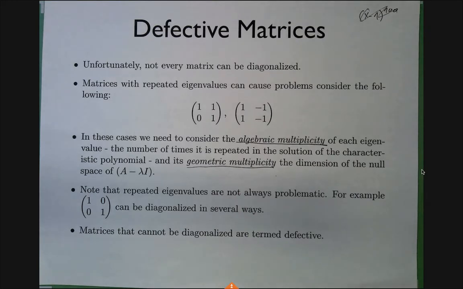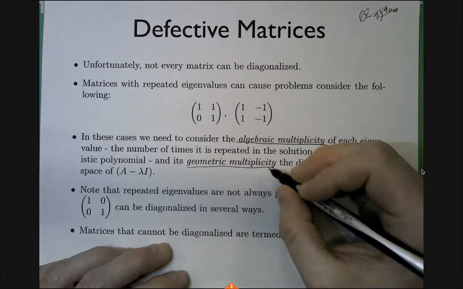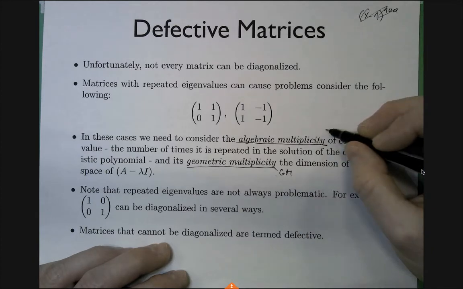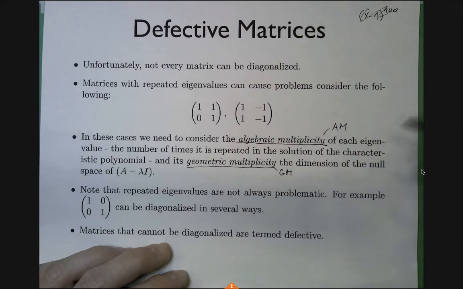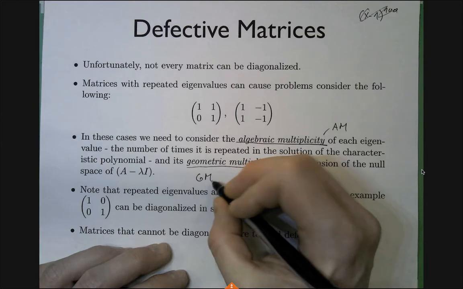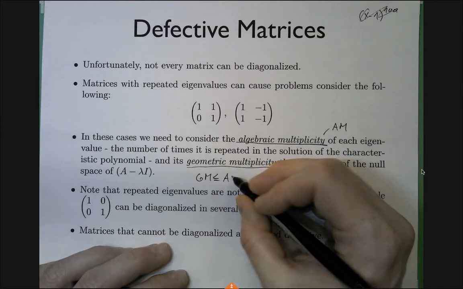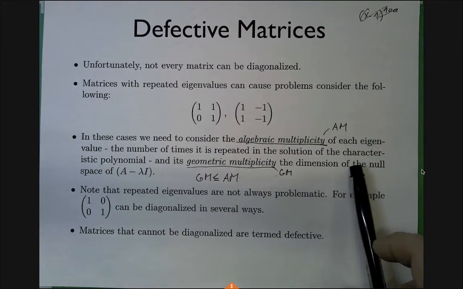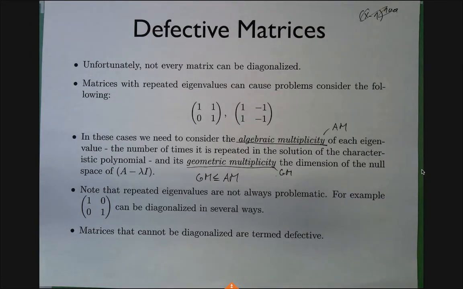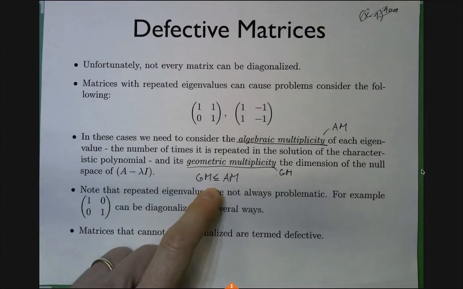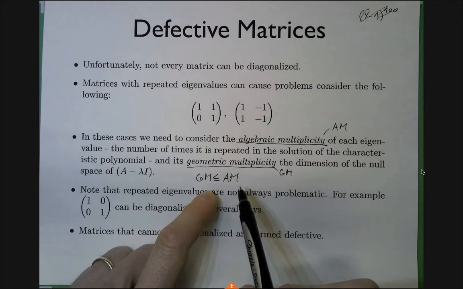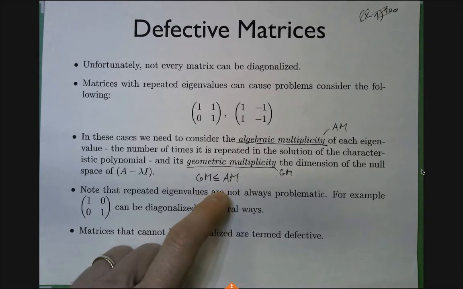It's always true that the geometric multiplicity is less than or equal to the algebraic one. By the way, this is going a little bit deeper into linear algebra, so I'm not going to be proving these things. We'd probably need an entire lecture just to elaborate on them, and that's not the point here. I just want to explain the defective matrices. So just trust me, the geometric multiplicity is at most the algebraic one.